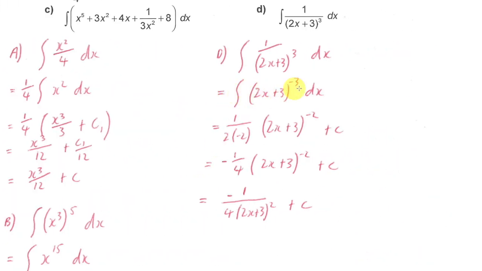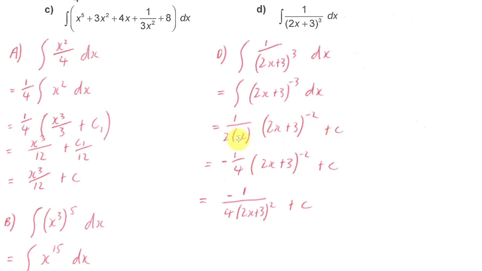So we're at this stage here. The linear factor is 2x plus 3, and the power is negative 3. So it's 1 over the coefficient of x, which is 2, being multiplied by the new power. So negative 3 plus 1 becomes negative 2. I then have my linear factor, 2x plus 3, raised to the power, or the new power. So negative 3 plus 1 is negative 2, and there is my constant that I can't forget.